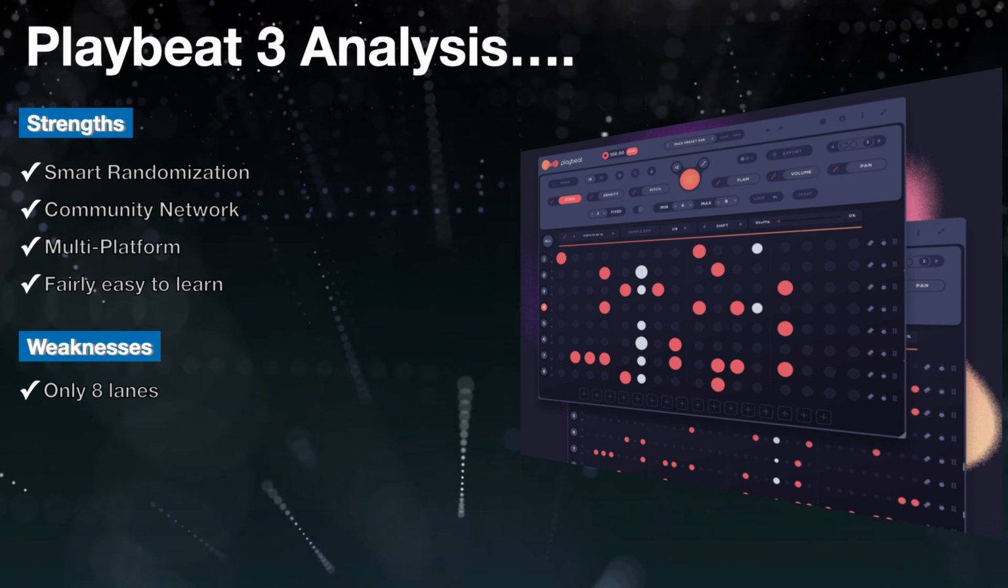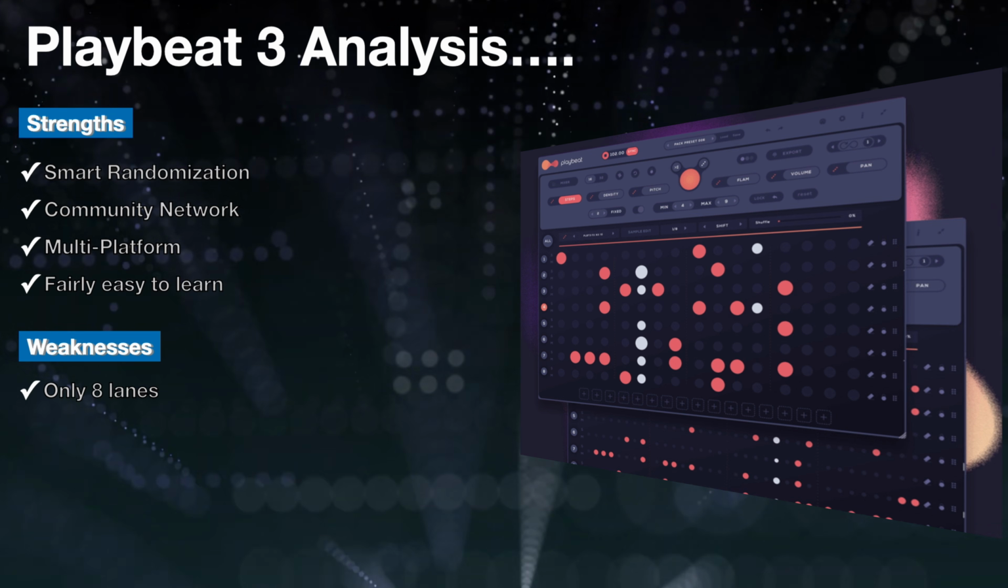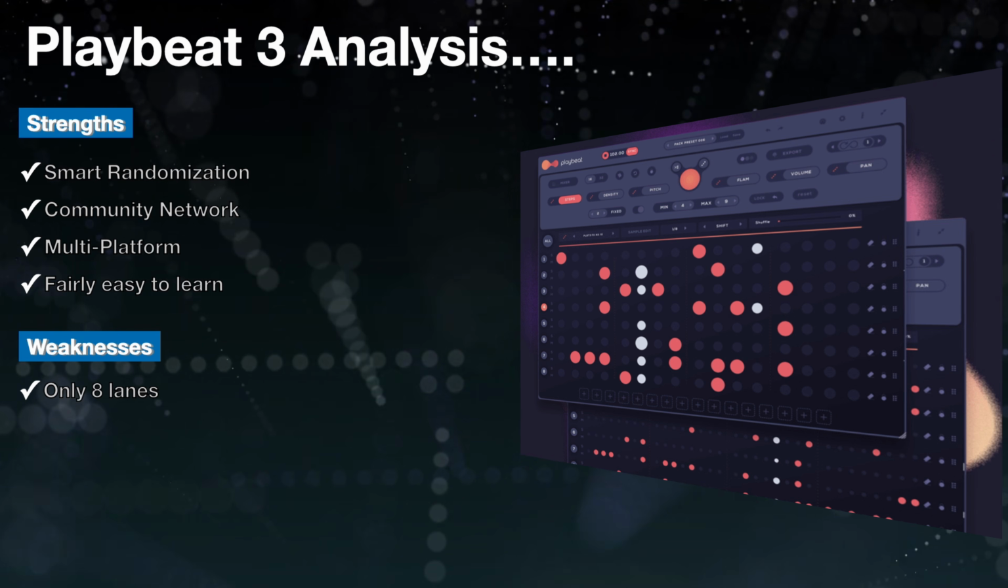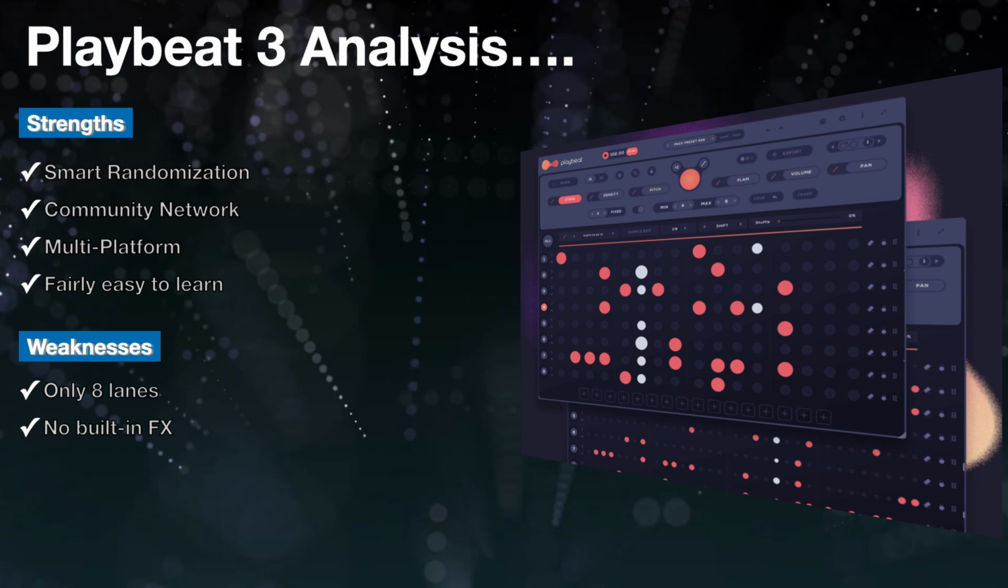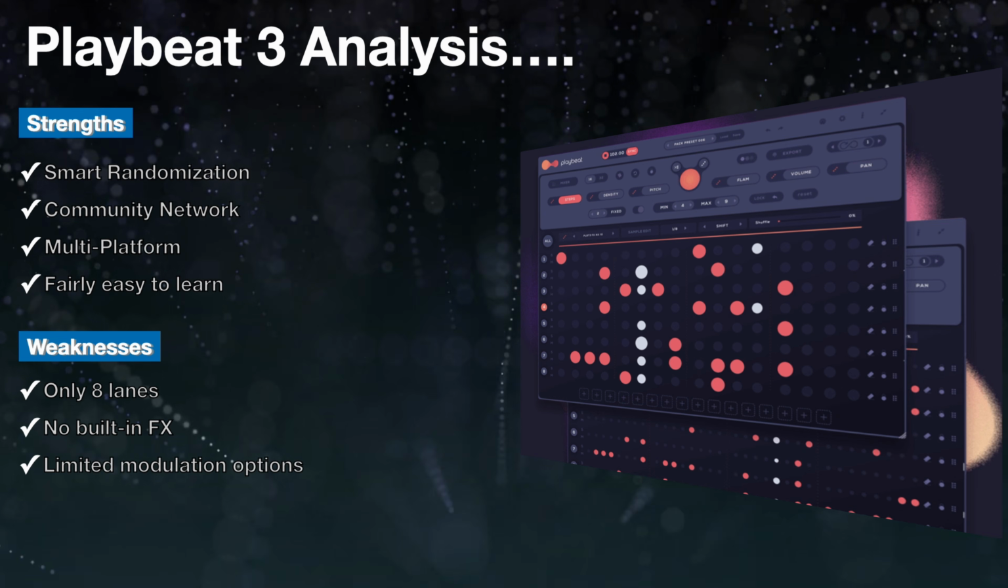On the negative side, there are only 8 lanes. So if you want more than 8 drum parts, you'll input multiple instances of Playbeat into your DAW. There's no built-in effects, and there are limited modulation options.